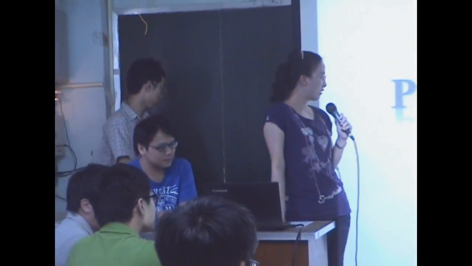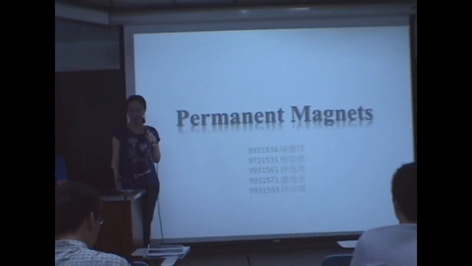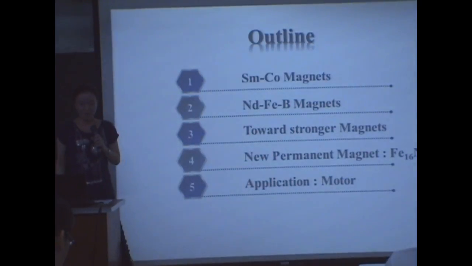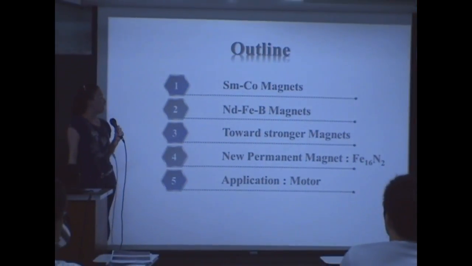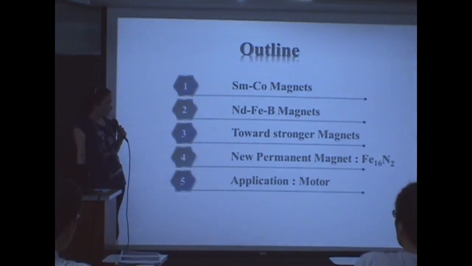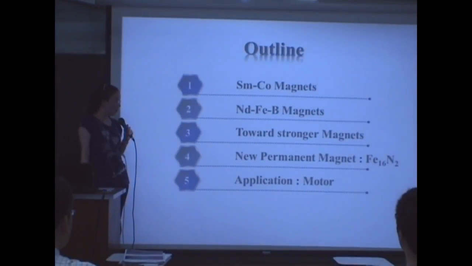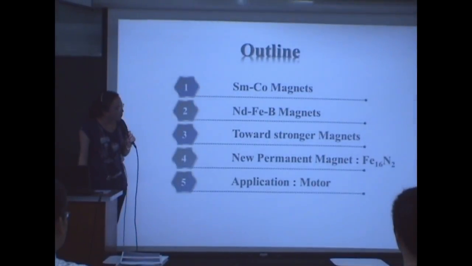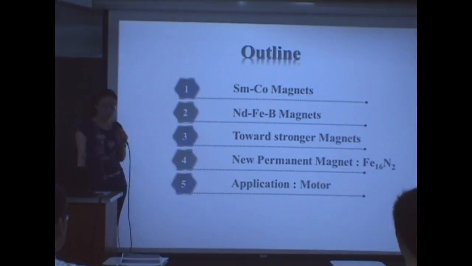Today we will talk about a topic, permanent magnets, and this is our team member. This topic is very popular and very hot recently. First, we can introduce the samarium cobalt magnet and neodymium magnet. Third, we can mention how to make a stronger magnet. Fourth, we will highlight a new permanent magnet, iron nitride. And finally, we will discuss application models.